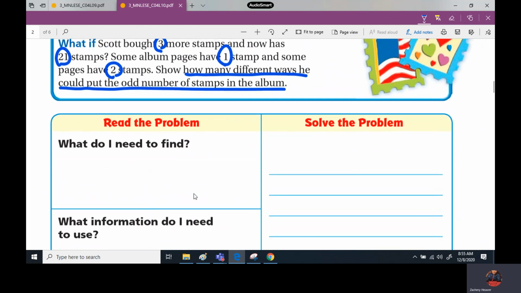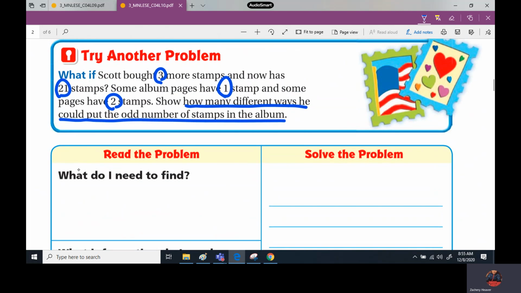And this problem's going to take a second, but what do we need to find? How many different ways he could put the odd number of stamps.